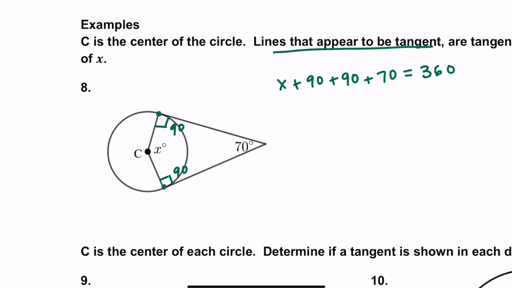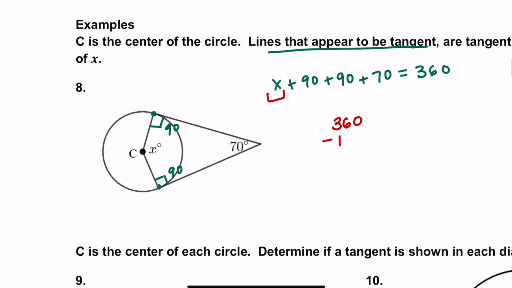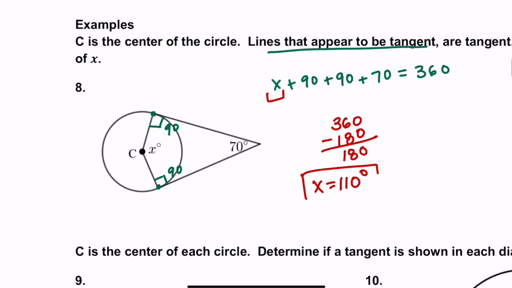I could find what x is by subtracting 90, 90, and 70 from 360. So if I take 360 degrees minus 90 and 90, that's 180. There would be 180 degrees left between x and 70. If I subtract 70 from 180, I have 110 degrees left for angle x.